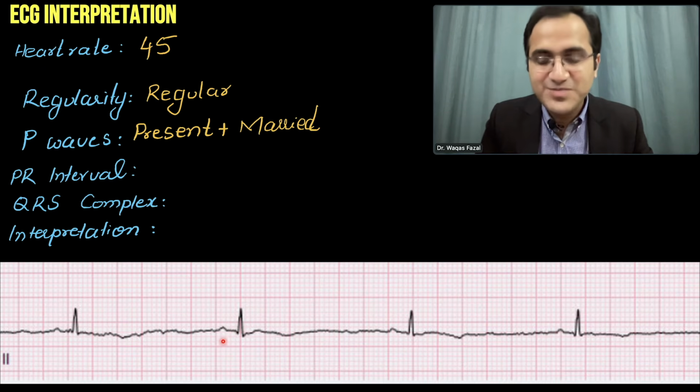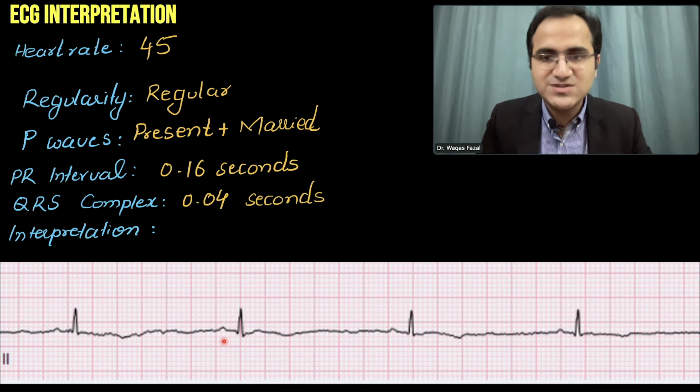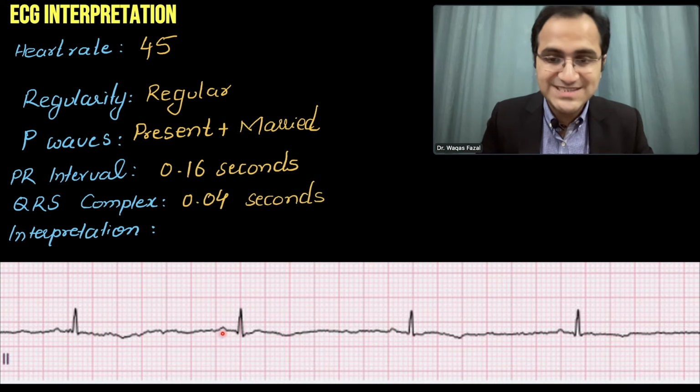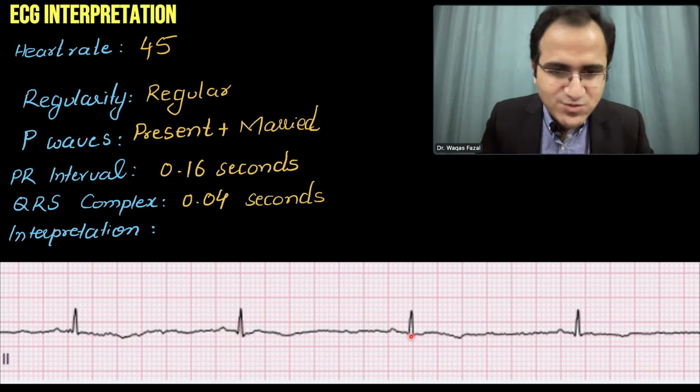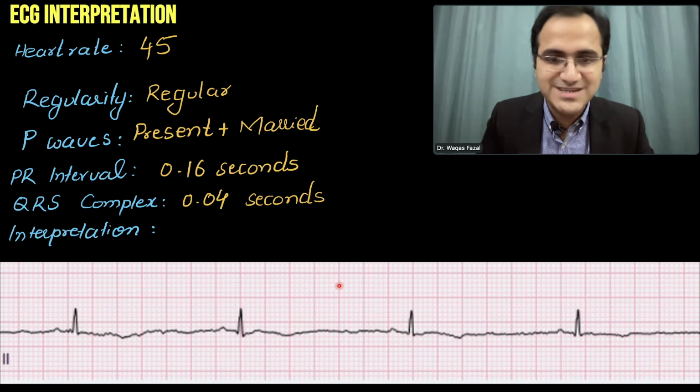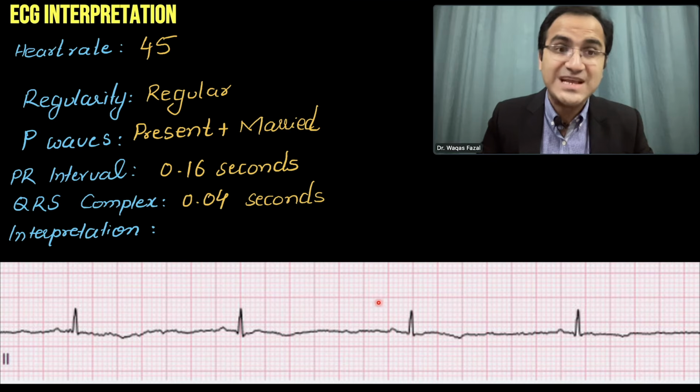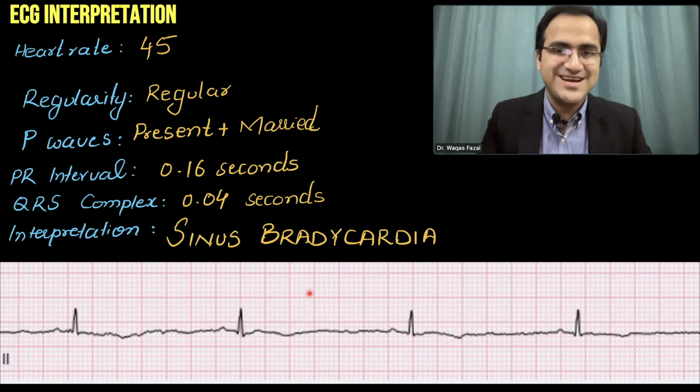Let's look at the PR interval. We have 1, 2, 3, 4 small boxes, 0.16 seconds. Let's look at the QRS complexes. QRS complexes are having almost one small box, 0.04 seconds. The interpretation is sinus bradycardia. This is a slow ECG. The rate is slow.